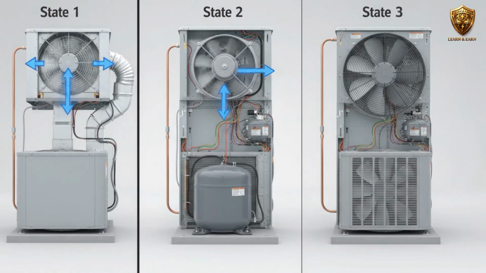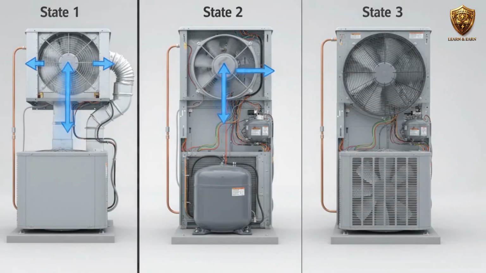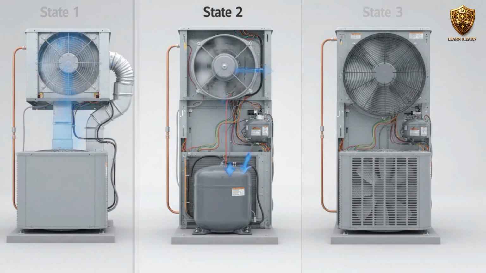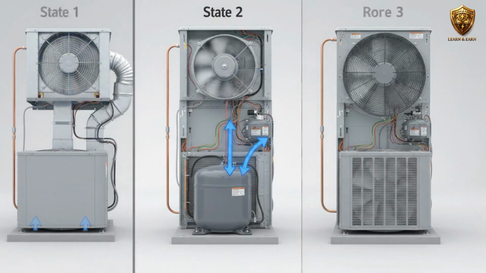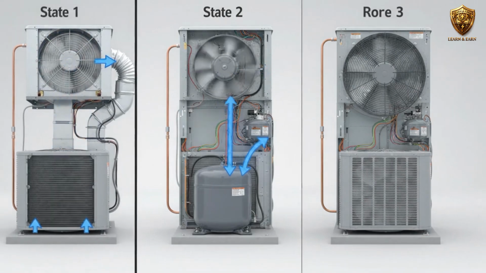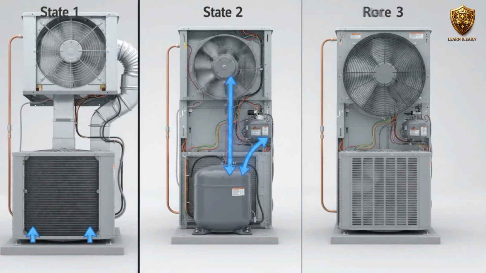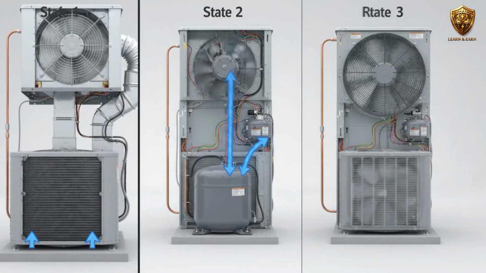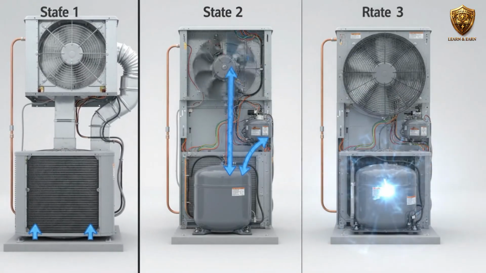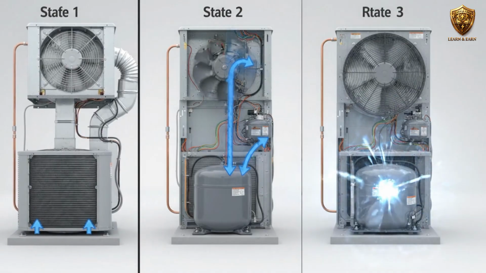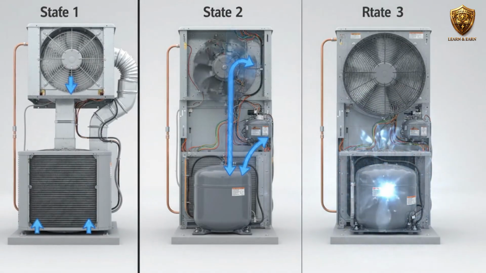A technician should move from simple observations to measurements. Visual inspection comes first, followed by safe electrical checks where appropriate, airflow checks, temperature measurements, and refrigeration diagnostics when the evidence points in that direction. The more accurately you define the symptom, the fewer parts you need to test.